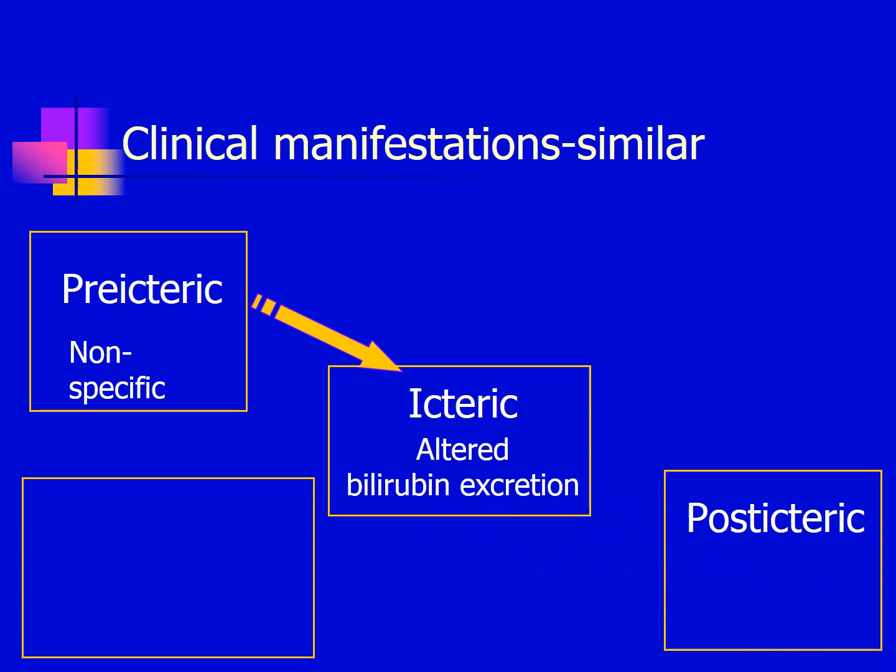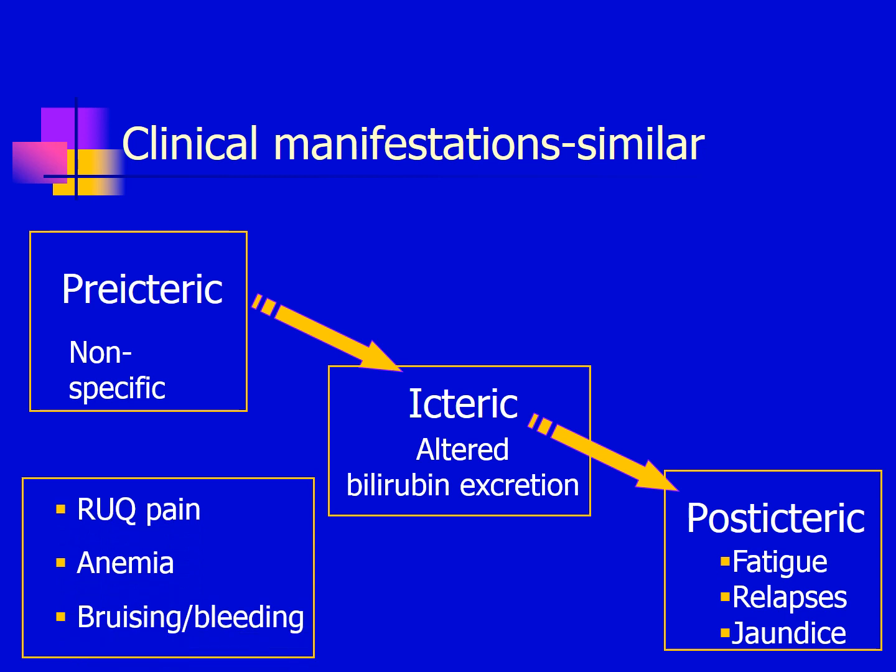So they are jaundiced, icteric, right? And then you have post-icteric, right? So after the jaundice period, there is fatigue, relapses, and jaundice, right? And so generally there's upper quadrant pain, anemia, and they bruise easily and they bleed easily, for all the reasons that we talked about, the function of the liver, the role that it plays in coagulation. Next slide.